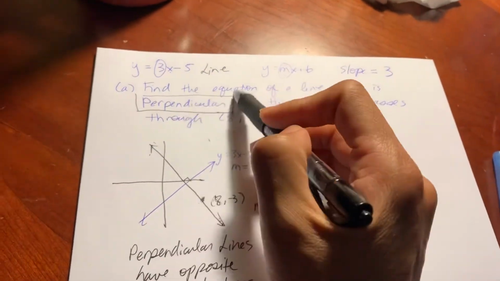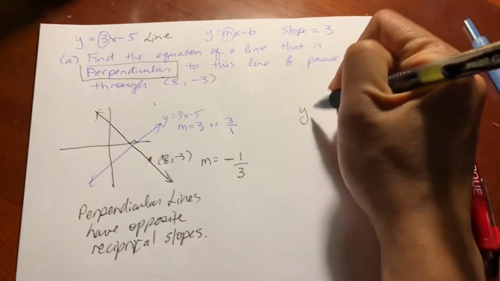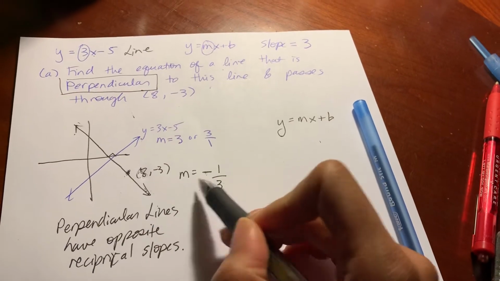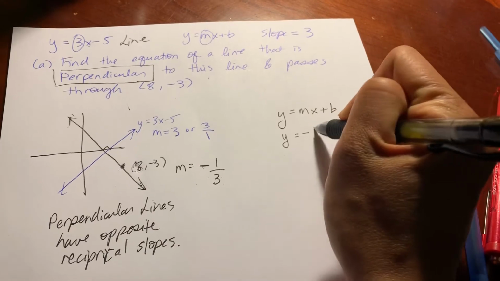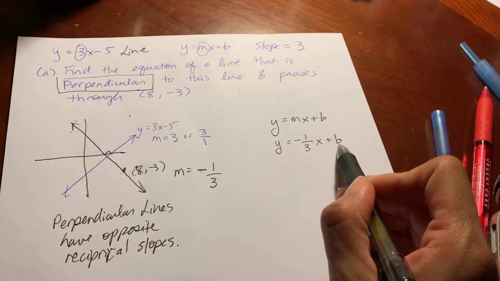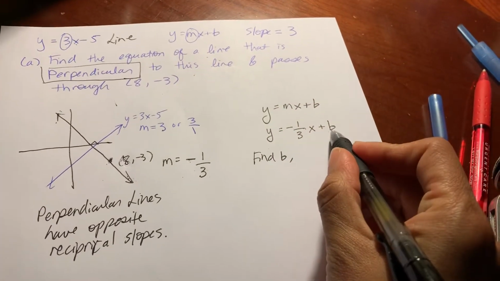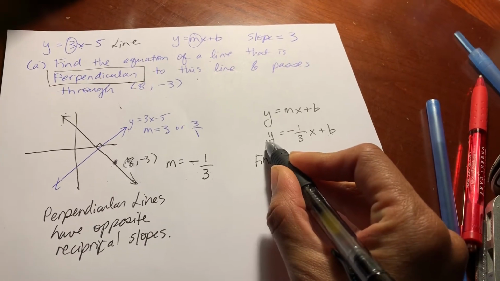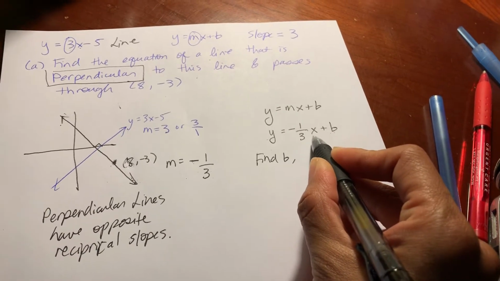And the question is to find the equation of this black line. So the equation of a line is y is equal to mx plus b. I'm trying to find the equation of this line. I know that the slope is negative 1/3, so I'm going to have y is equal to negative 1/3 x plus b. I don't know what b is, so to find b, I'm going to have to plug in an x and a y. Well, x and y is a point on this line. Do we have a point on this line?